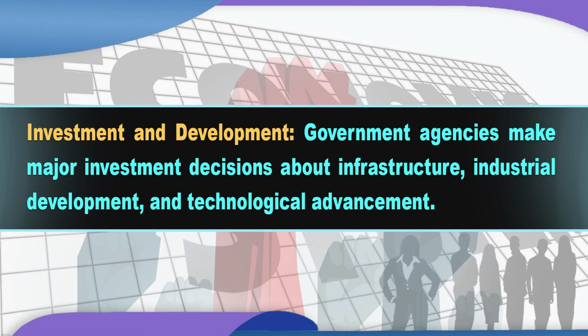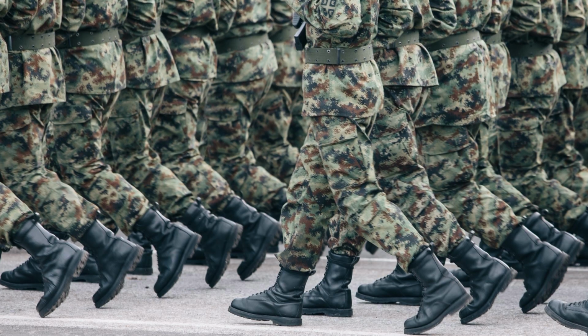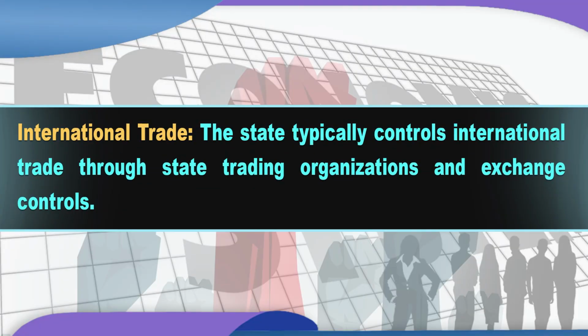Government agencies make major investment decisions about infrastructure, industrial development and technological advancement. These decisions are based on social priorities and long-term development objectives rather than short-term profitability. The state may prioritize heavy industry, education and military development based on national goals. The state typically controls international trade through state trading organizations and exchange controls.